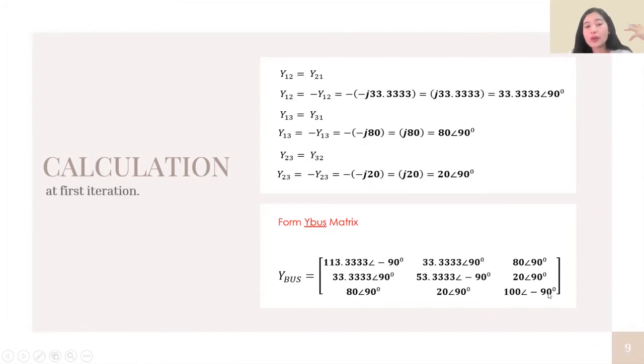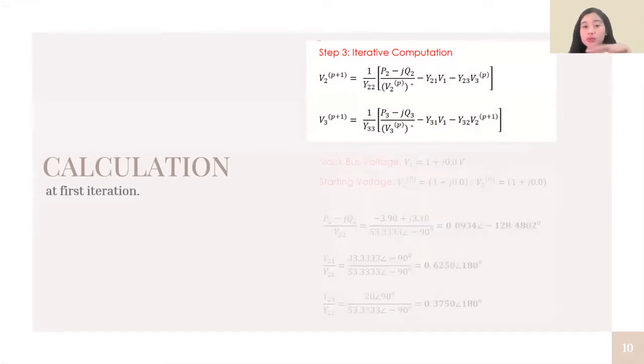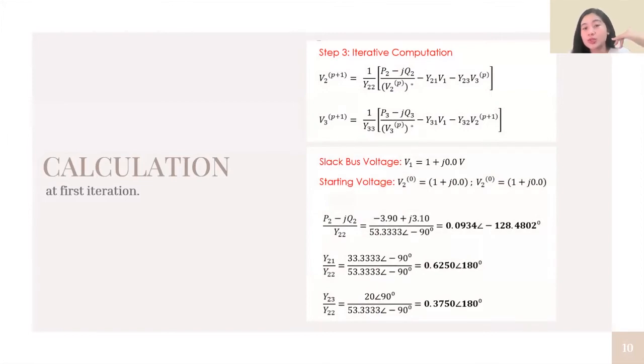After getting our y-bus admittance matrix, we are going to solve for the iterative computation. This starts our first iteration, and this is going to be our formula. It's a bit complicated, but what we did is designate the slack bus voltage and our starting voltage. Earlier we said V1, V2, and V3 are all the same voltage, which is 1 plus j0 volts.